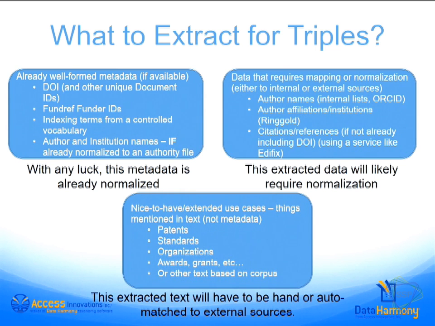But what about if we want to extract for triples and get that data organized so that we can really leverage it? And this is the trick, and this is where we need to learn about how this stuff is put together. So with luck, your data is already normalized. You might be using a series of IDs that will be helpful. You might be indexing from a controlled vocabulary or taxonomy. You might have an author and institution name file that's normalized, but a lot of people don't have that. So then we also might have maps back and forth to the data.